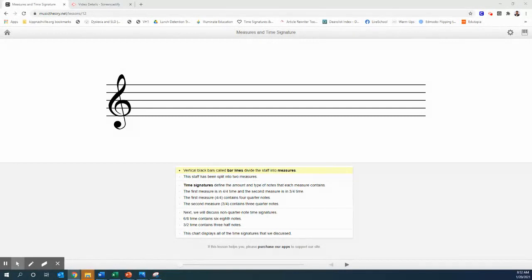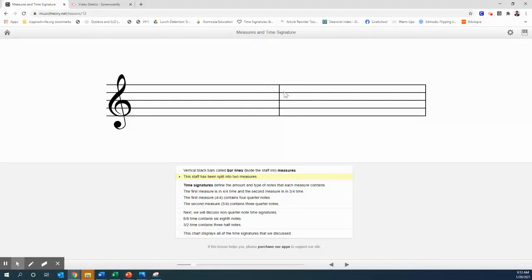So when we create those vertical black lines, those are called bar lines. Bar lines. And those create measures. Bar lines are vertical lines on a staff, and they create measures. As we see right here, now we have two measures. This line right here is called a bar line, and it created two measures.